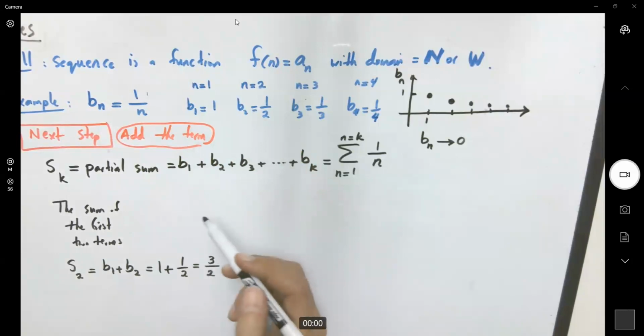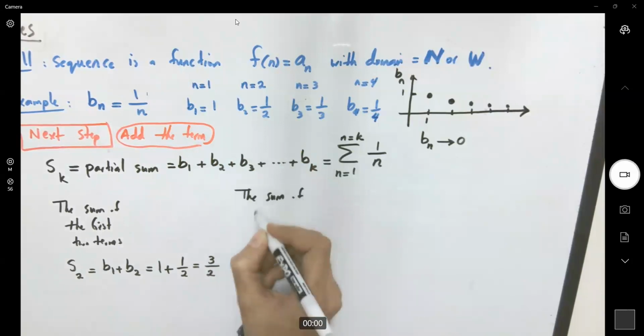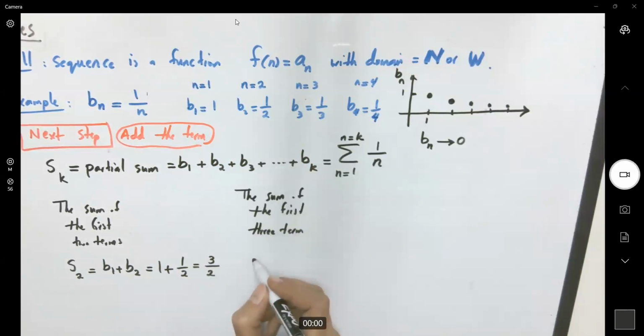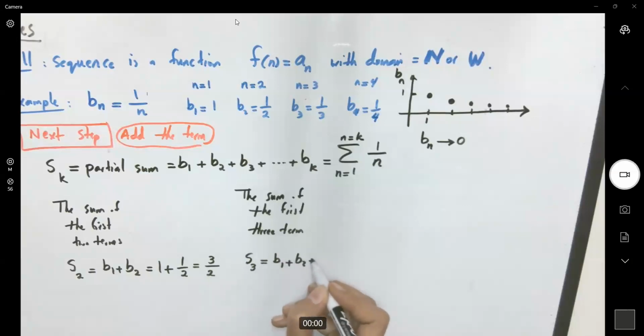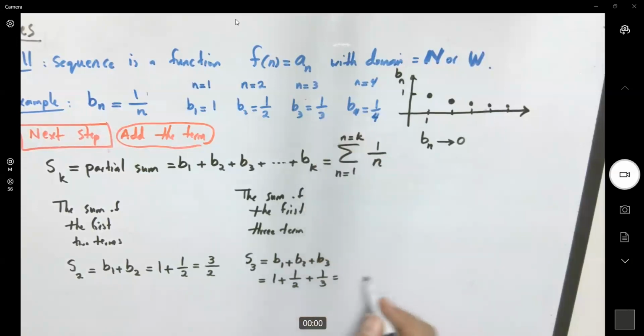What if I just ask you to add the first 3 terms? What is the sum of the first 3 terms? What are you going to do? You're going to take s sub 3, add b1, b2, and b3. This is 1 plus a half plus a third. So this guy becomes, well, I already know that this sum is 3 halves plus a third, which gives me, well, here I have 6, 9 plus 2, or 11 over 6.